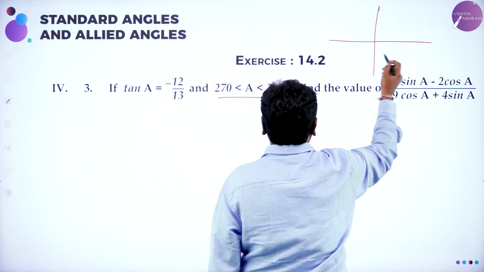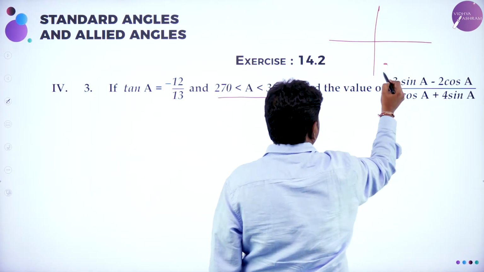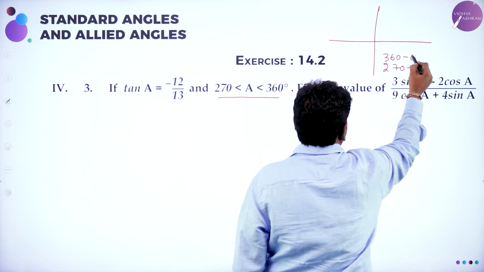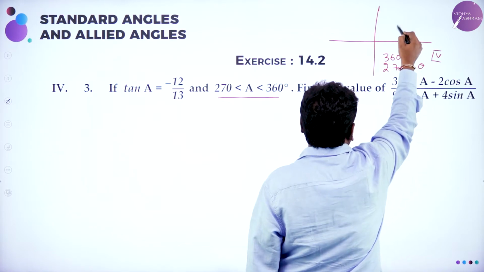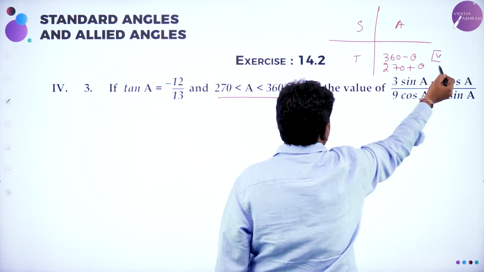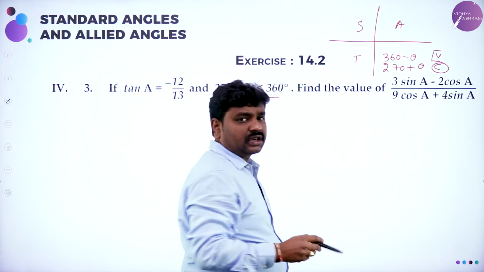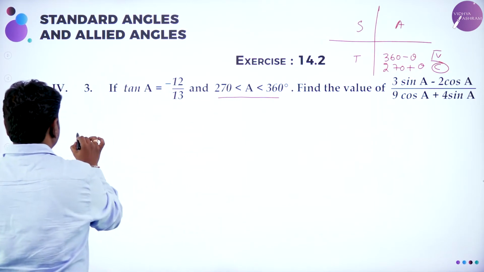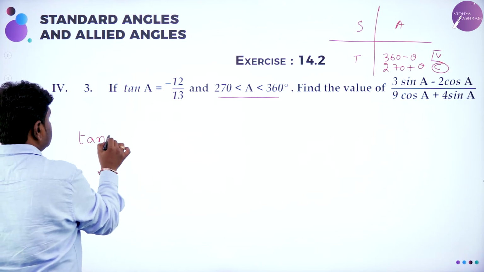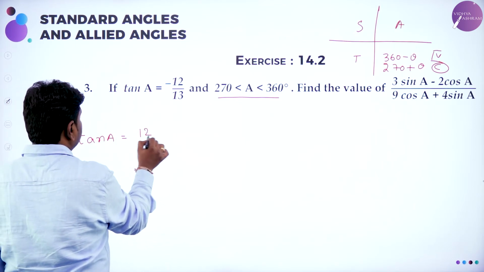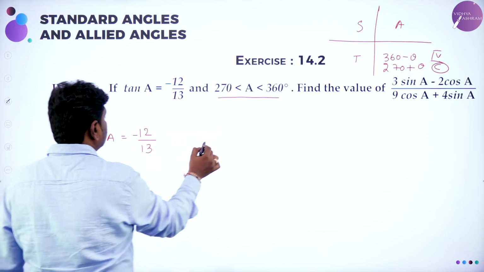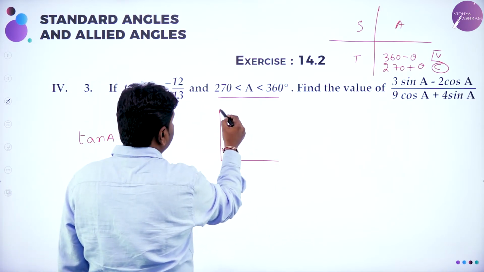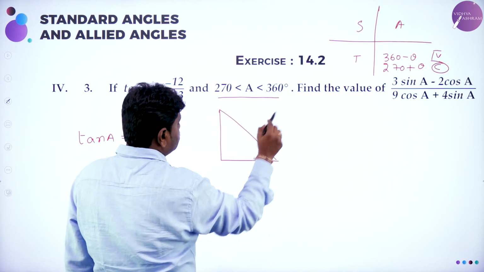Greater than 270 means 270 plus theta, and less than 360 means 360 minus theta. This is in which quadrant? Fourth quadrant. Alphabet is what? A, S, T, C. C means what? Cos or secant. Cos or secant will be what? Positive. Now coming to this, tan is given. So what is tan A? Tan A is minus 12 by 13 they give. Negative because it is in fourth quadrant. In fourth quadrant only cos is positive.